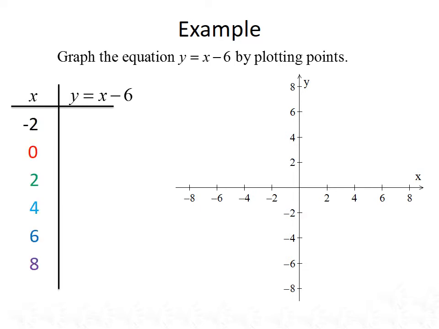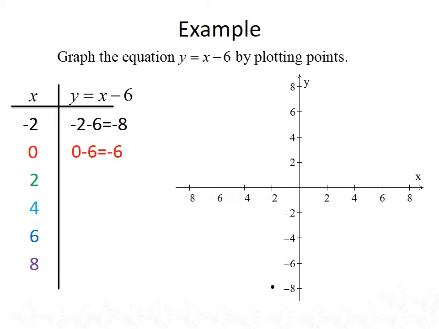So for our arbitrary values of x, I'm going to choose negative 2, 0, 2, 4, 6, and 8. It's a good idea to get 4 or 5 points that vary between positive and negative values, and use those to create your graph. And now we'll need to find out what the corresponding y values are. So when x is equal to negative 2, I can plug negative 2 into the equation x minus 6. Negative 2 minus 6 gives us negative 8. So I can plot the point (-2, -8) on my graph.